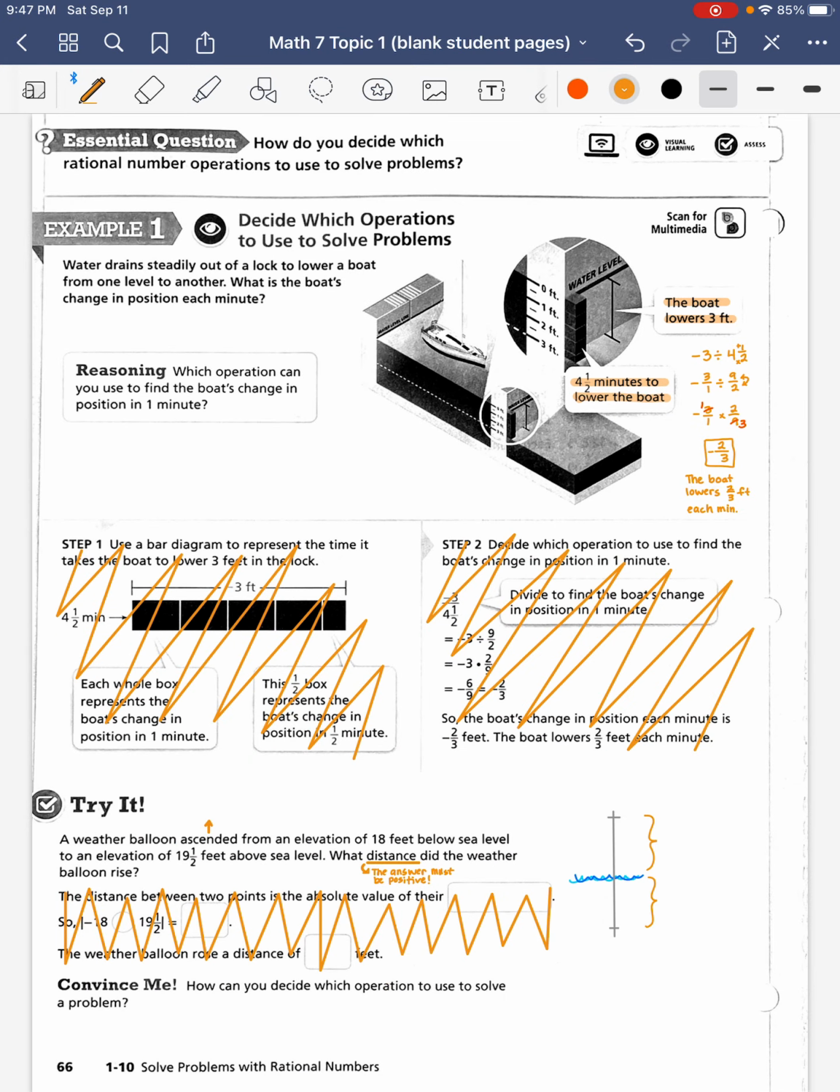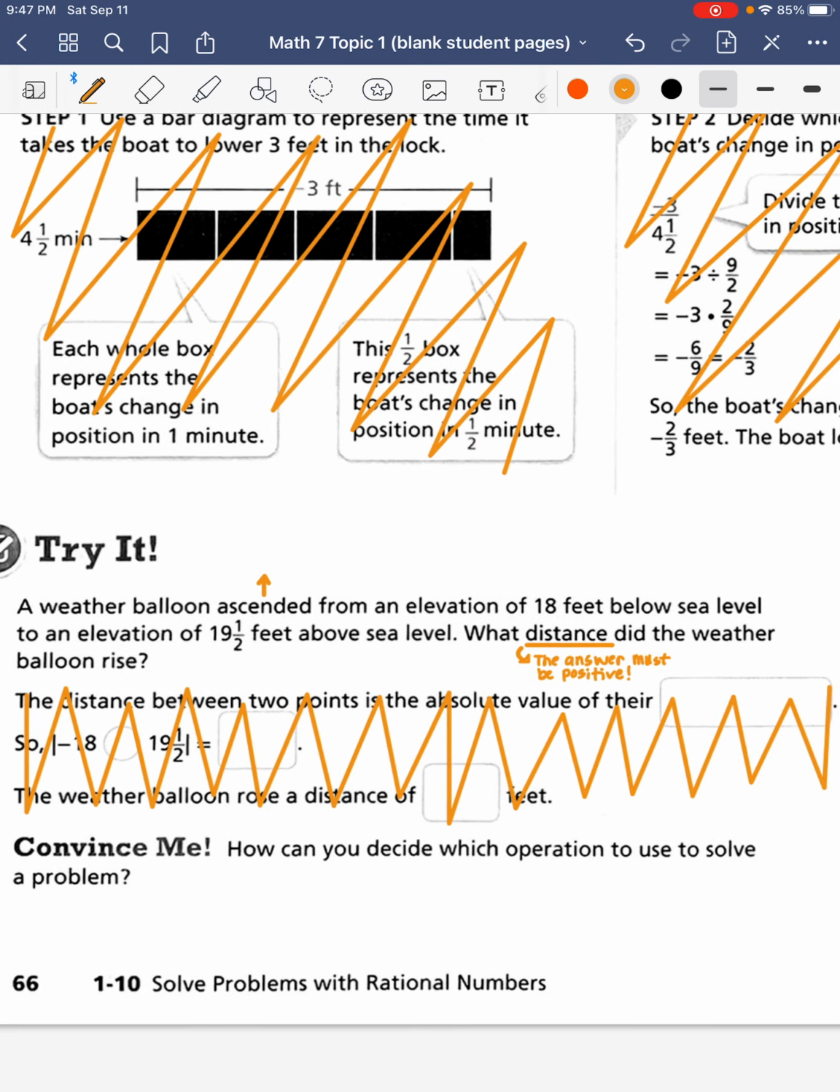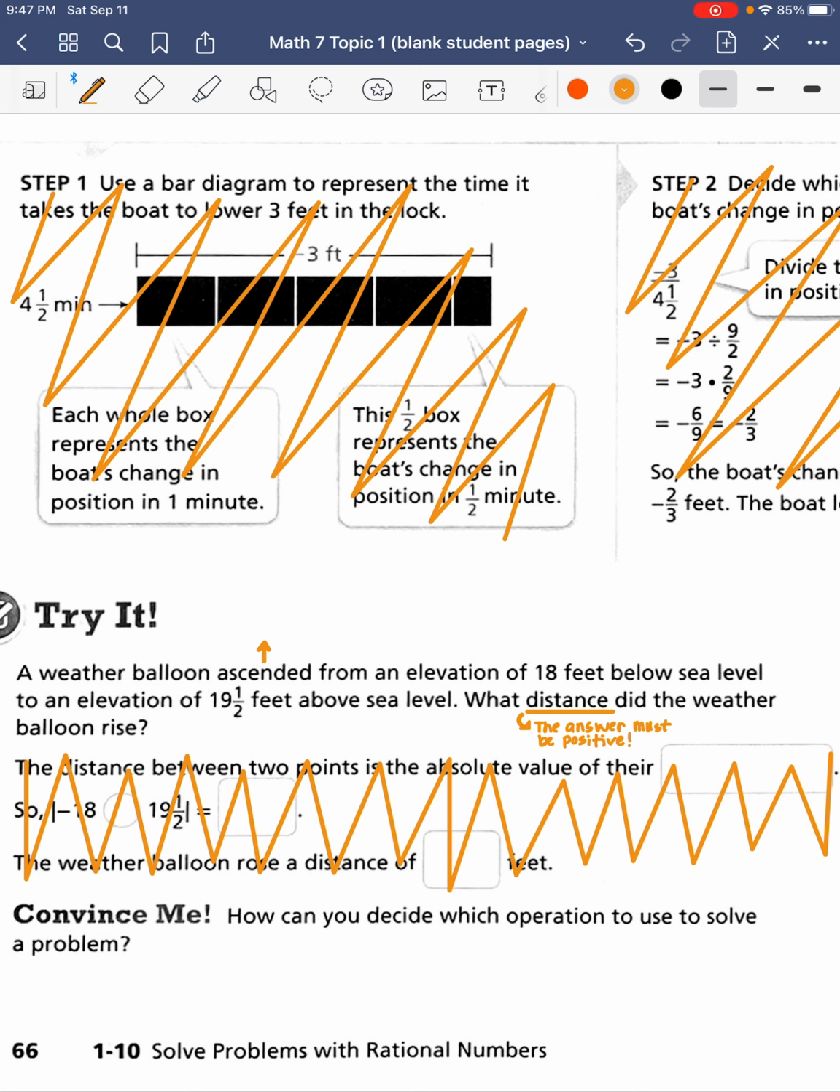Okay, let's look at try it down here. A weather balloon ascended from an elevation of 18 feet below sea level to an elevation of 19.5 feet above sea level. What distance did the weather balloon rise? Okay, so I've already underlined that word distance, but I'm going to highlight it as well. Distance is important because I need to remember that distance is always positive. So no matter what, I need my answer to be positive here. I also put that ascended means that it is rising, it is moving upwards.